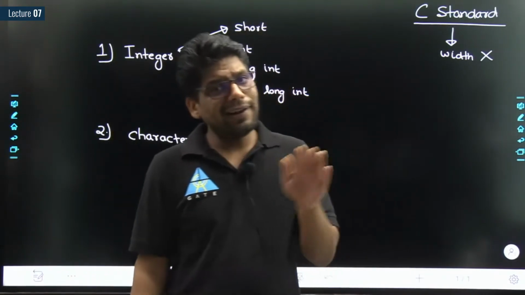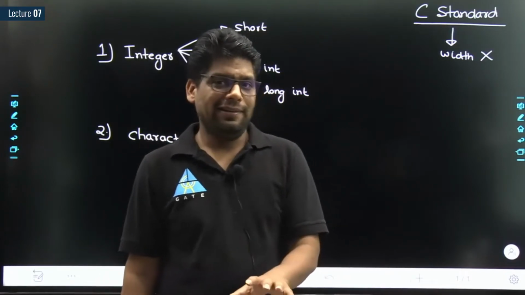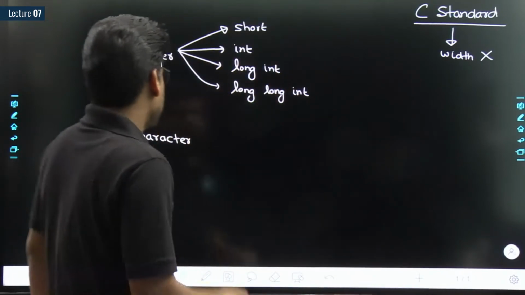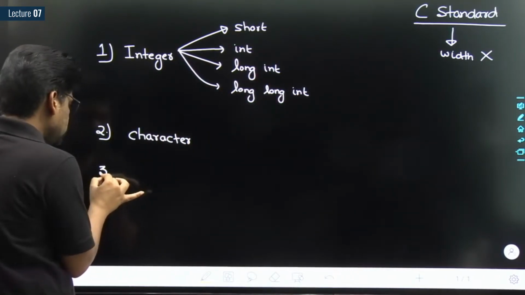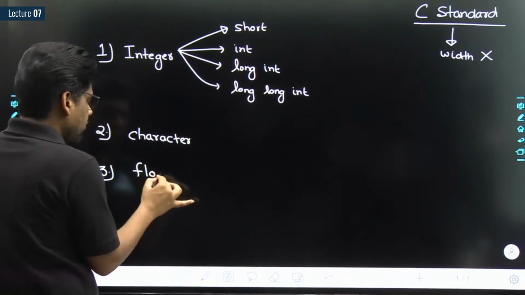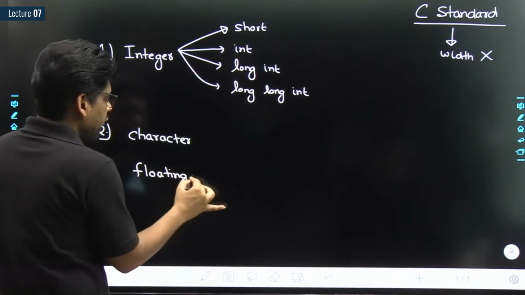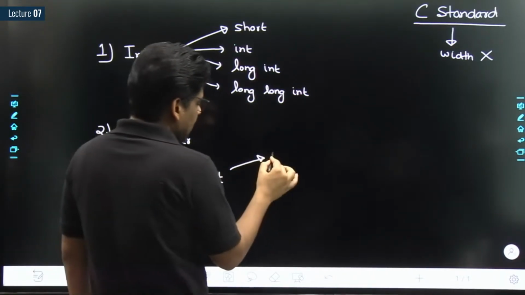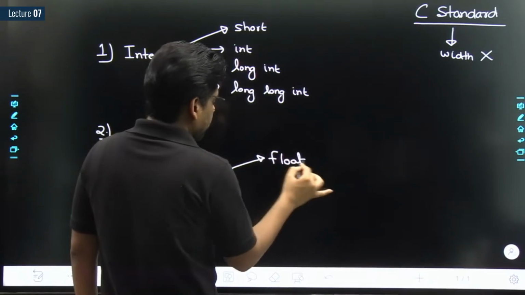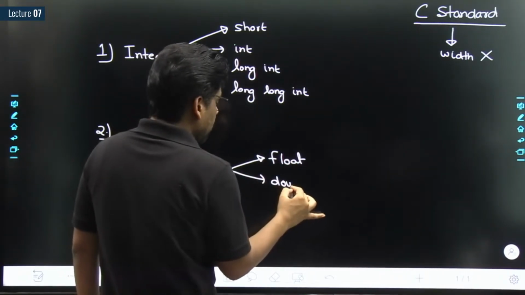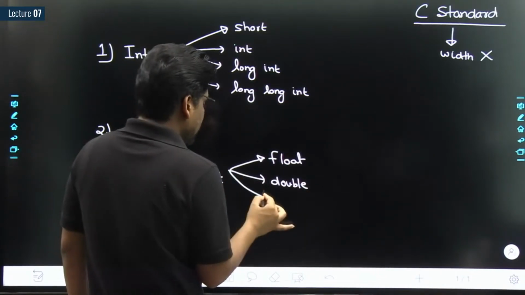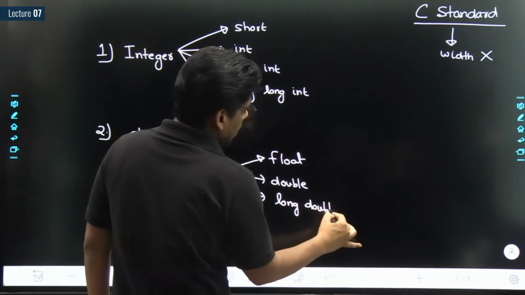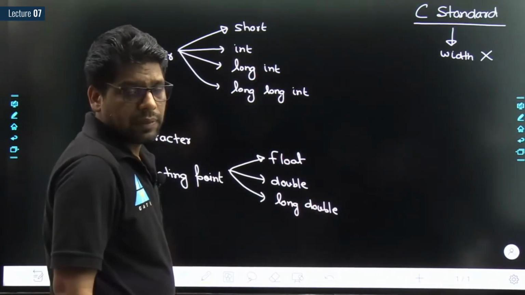But internally it represents integers. We will see later. Then we have the floating point data type. In this category, again we have subclasses: float, double, and long double, depending upon the range of values.